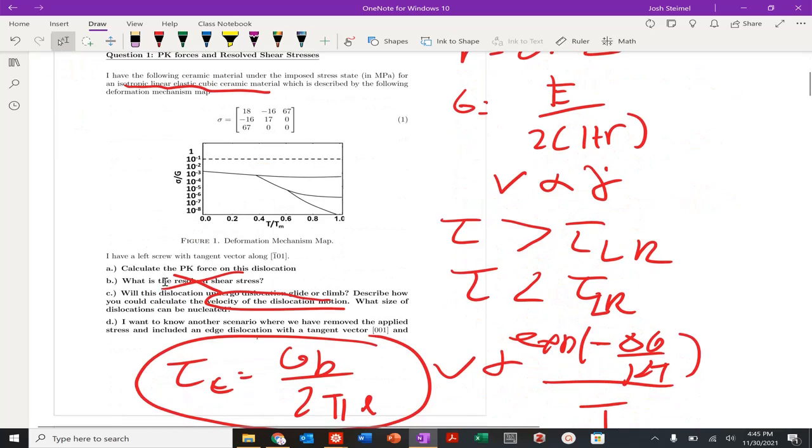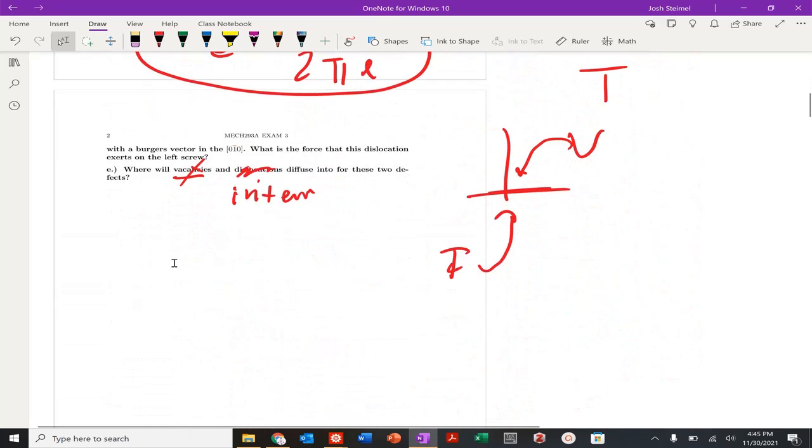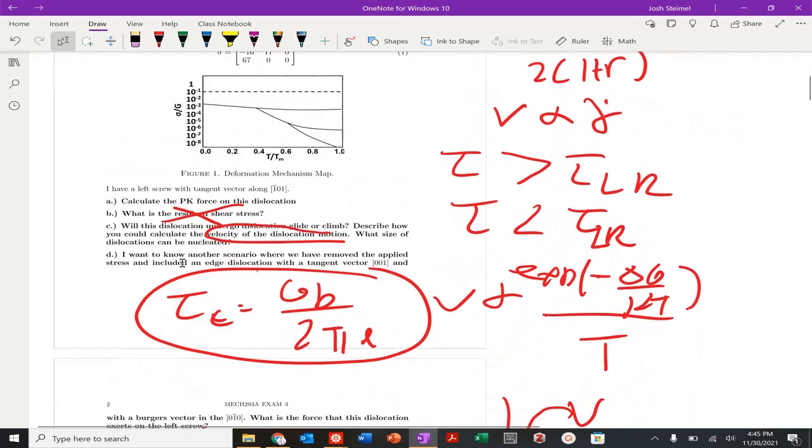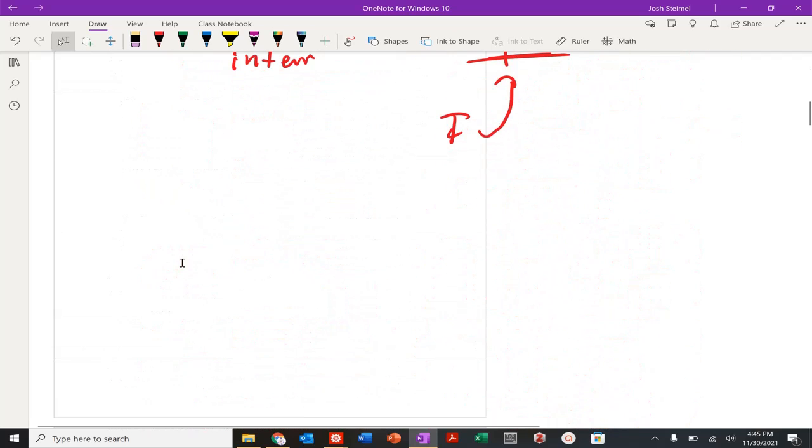So that's problem 1 in a nutshell. We were lucky in terms of the result of the shear stress. We couldn't calculate that value here, but expect to be able to calculate it on your exam. So now on to the second problem.